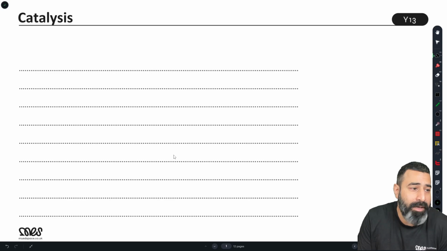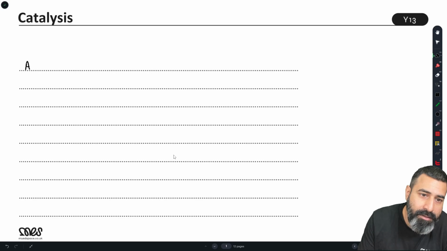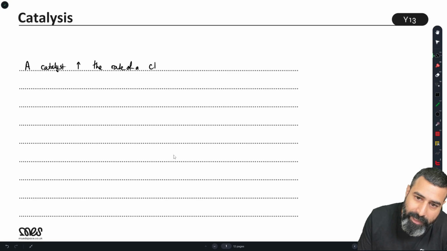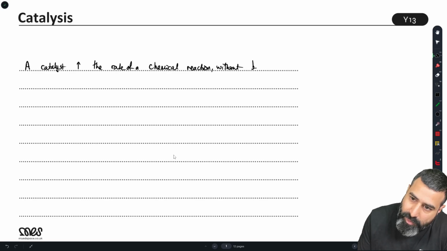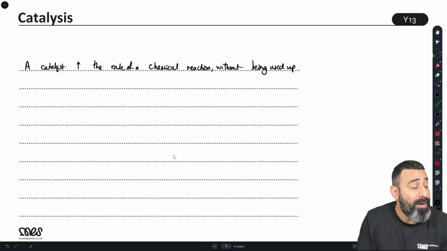So let's start by explaining or describing what a catalyst is. So a catalyst increases the rate of a chemical reaction without being used up. How does it do this?